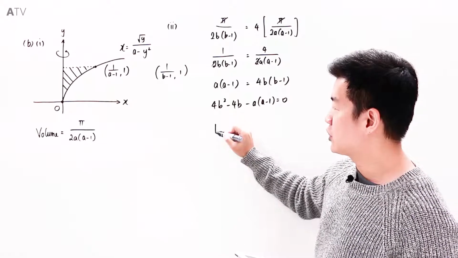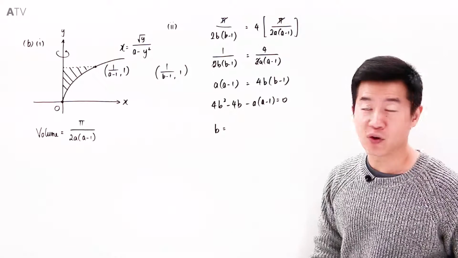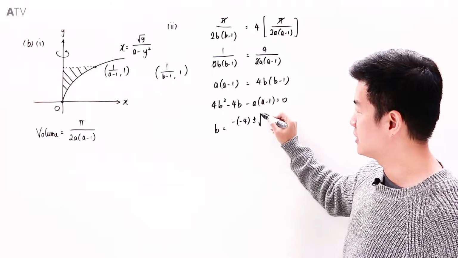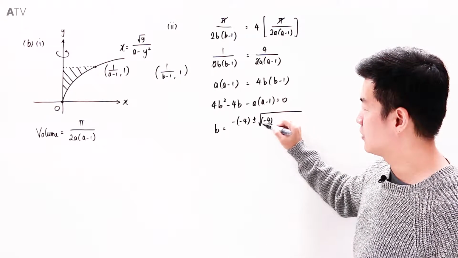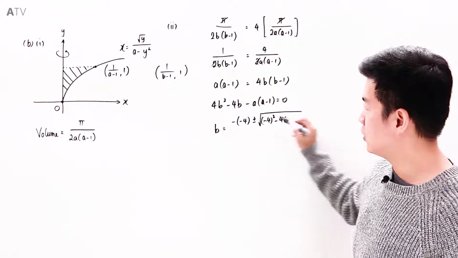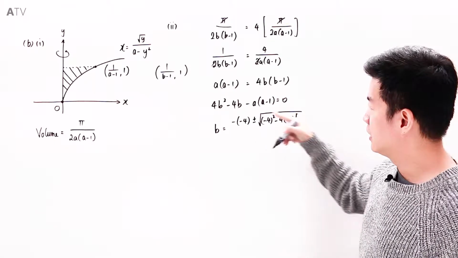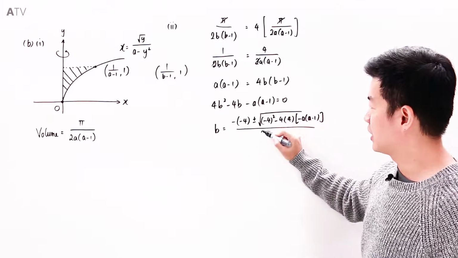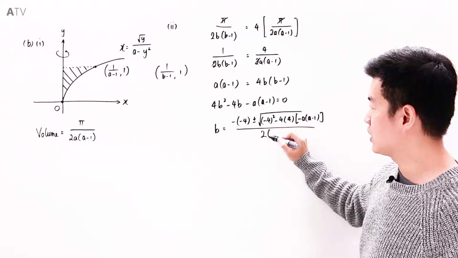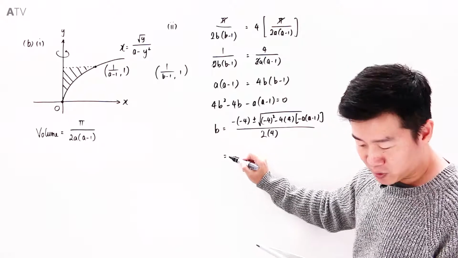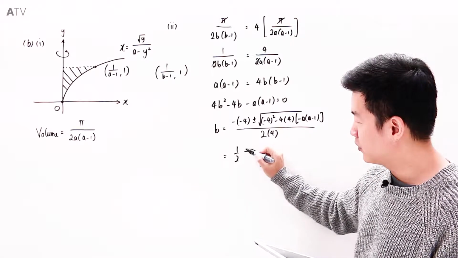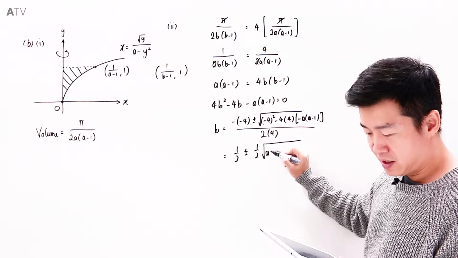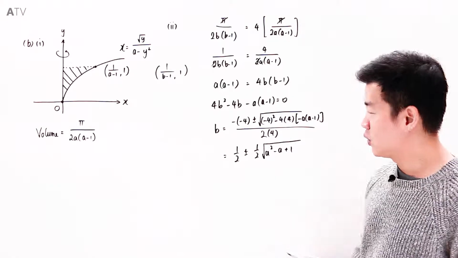is equal to 0. And if I solve for b here using the quadratic formula, it is going to be negative of negative 4 plus or minus the square root of negative 4 squared minus 4 of this, which is minus a of a minus 1, divided by 2 times the coefficient of b squared, which is 4, and I'm going to get a half plus or minus half of the square root of a squared minus a plus 1.